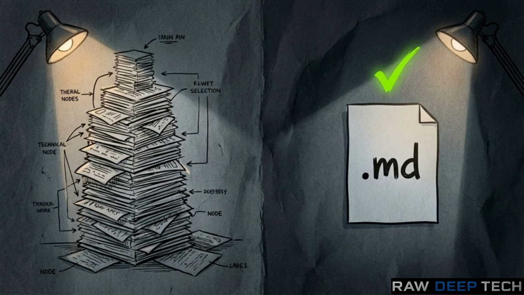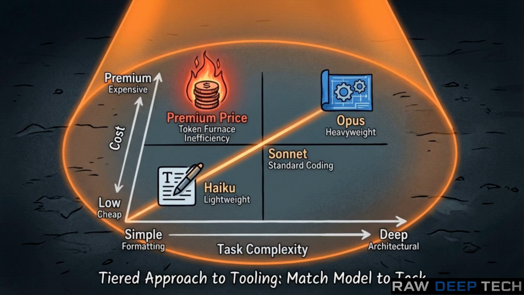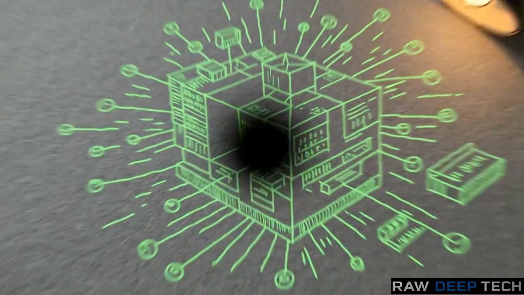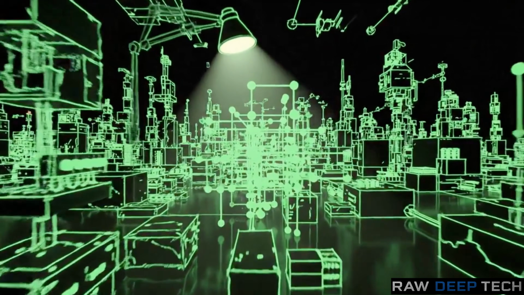You also need a tiered approach to tooling. You don't use heavy machinery to move a single chair. Haiku is for quick formatting. Opus is for deep architectural planning. Matching the model to the task prevents you from paying premium prices for chat-level work. Mastering these surface habits stops the immediate leaks. But to really slash costs, we have to go below the waterline into the terminal.